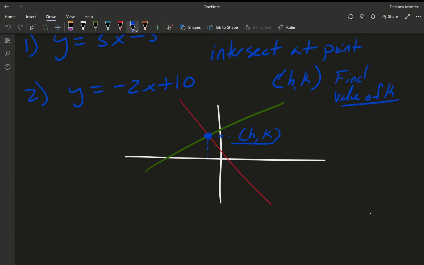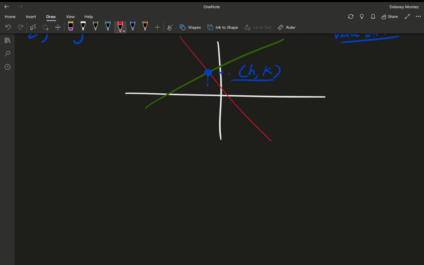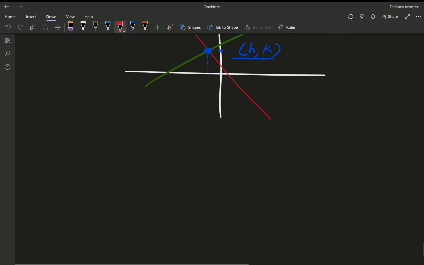We know their x and y values are going to be the same. So what we can do is set them equal to each other. We can set the two lines equal to each other and solve for that point. So we say 3x minus 5 equals negative 2x plus 10, right? So now we can solve for x here.